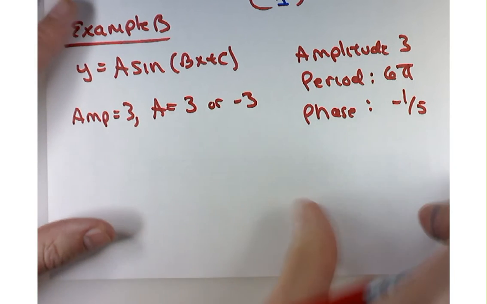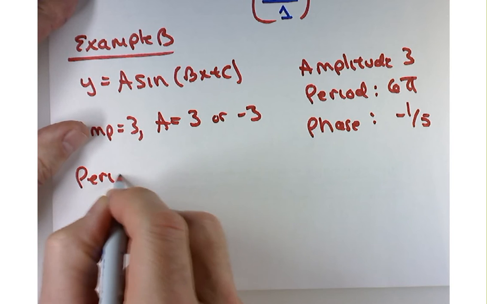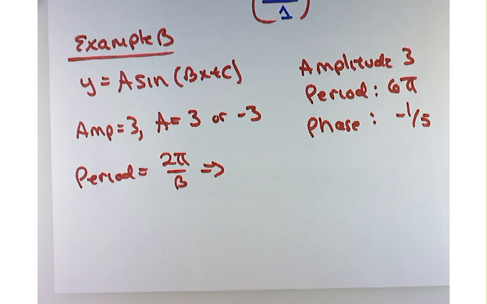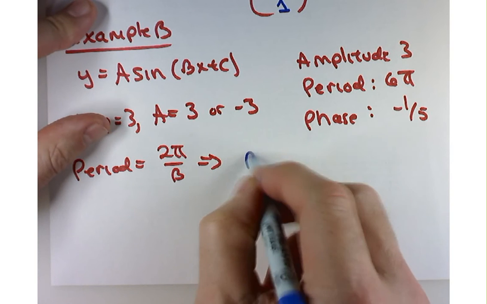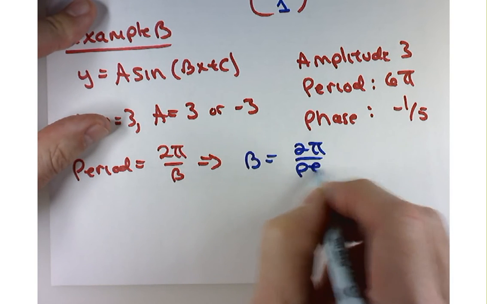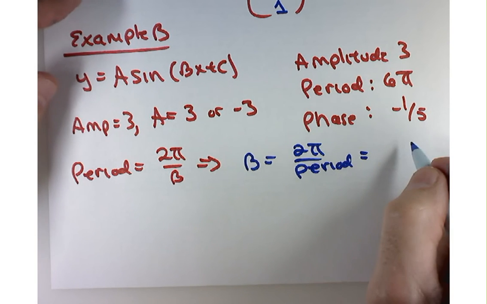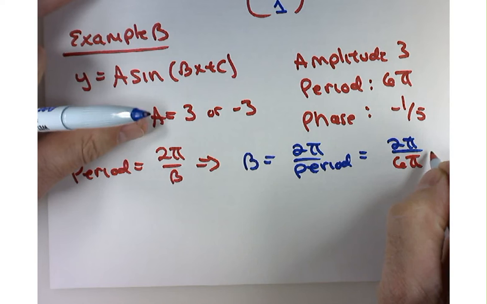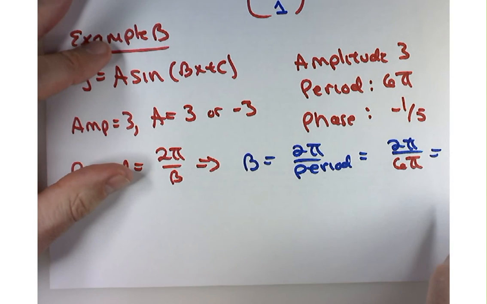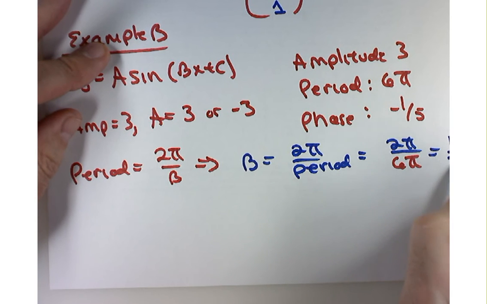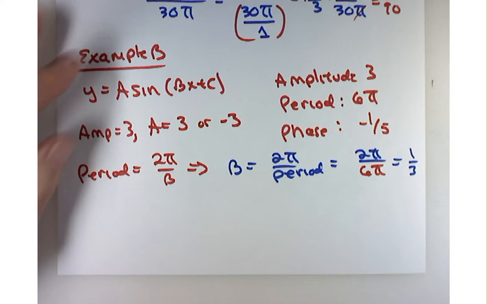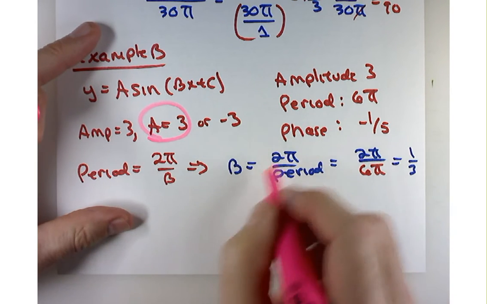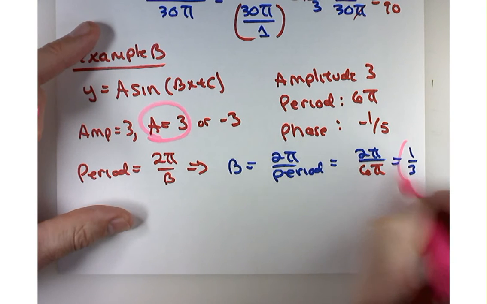Now the period, remember the period equals 2 pi over b, but here's a little pro tip for you. If you were to solve this for b, b equals 2 pi divided by the period. So that's kind of a nice little shortcut for us. So it'd be 2 pi divided by 6 pi. And how does that simplify? One third, right? So 2 down, 1 to go. We've got, or excuse me, A is 3, B is 1/3.